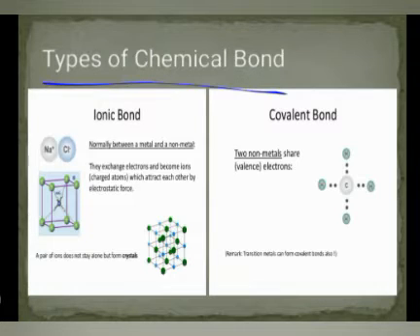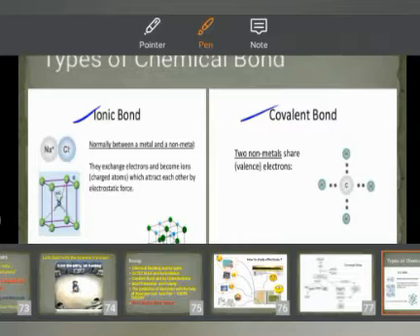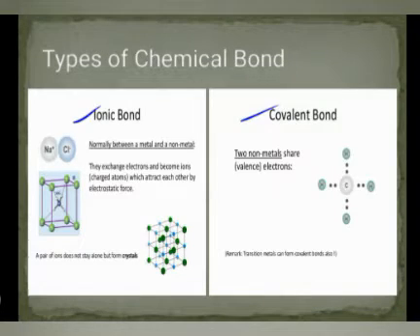The types of chemical bonding are ionic bond, covalent bond, metallic bond, and polar bond. So what is an ionic bond? It is normally between a metal and a non-metal. Okay, it is very important. Whatever slides I'm going to tell you are very important for chemistry, so pay attention and watch the video carefully. Just pause, study again, then move forward.